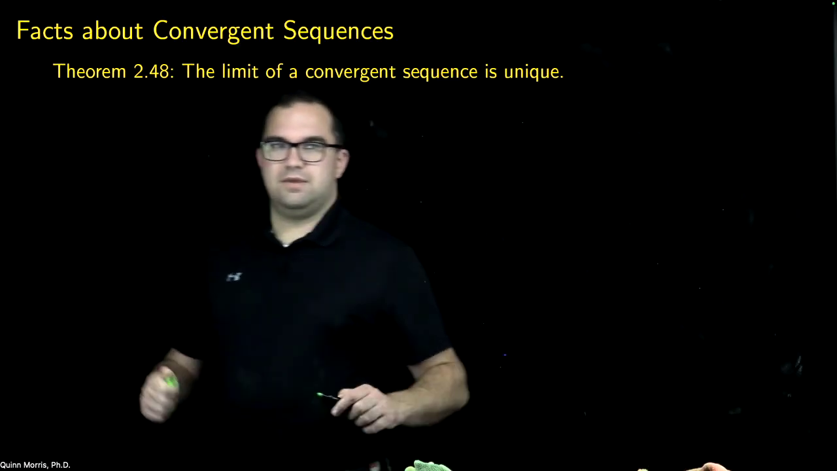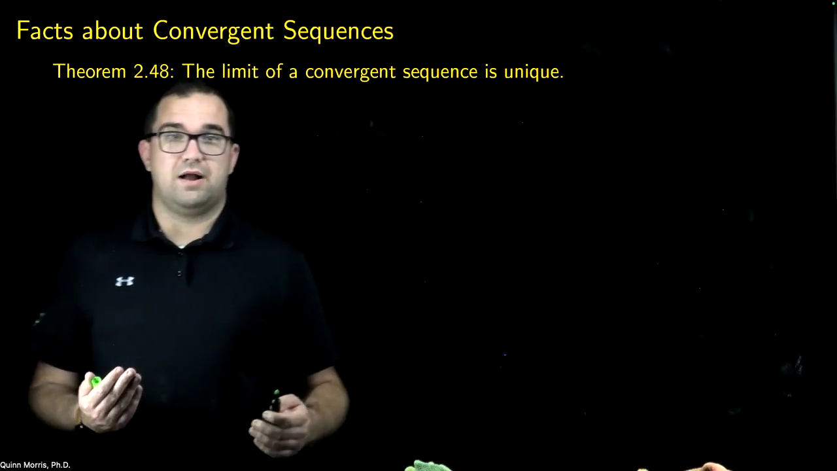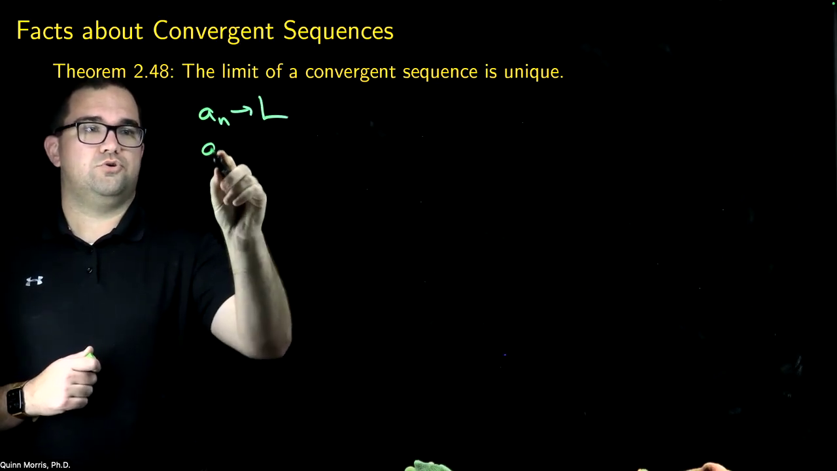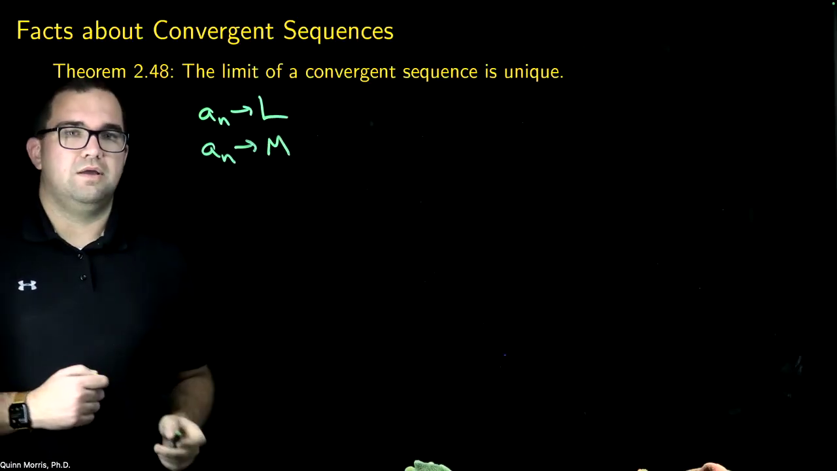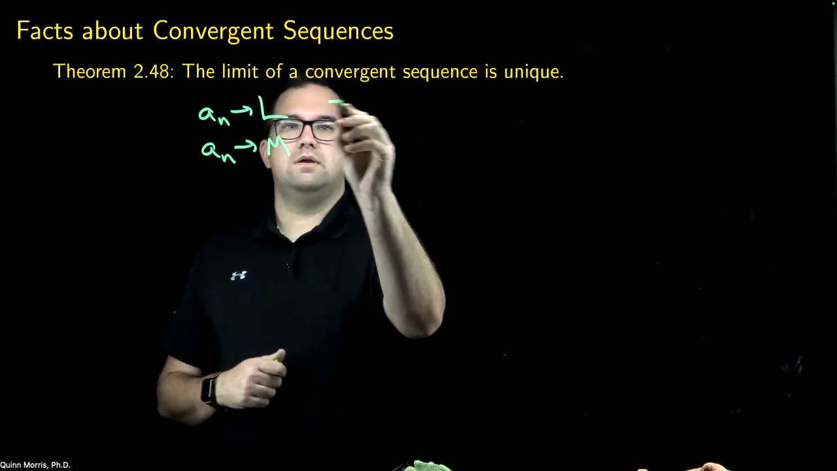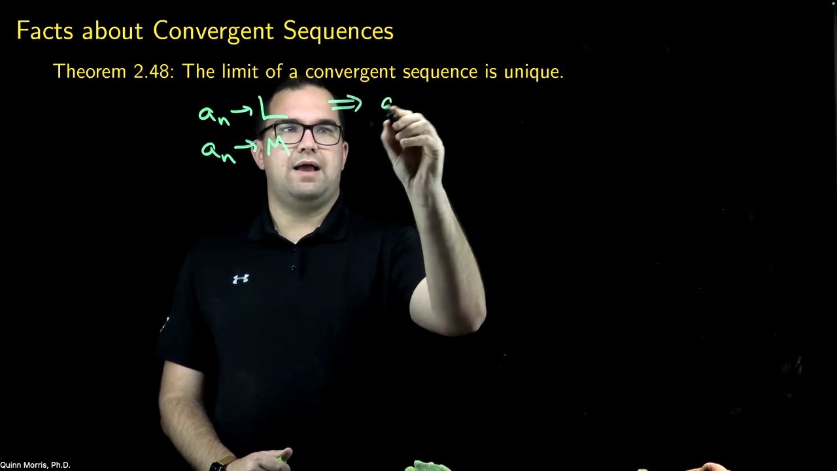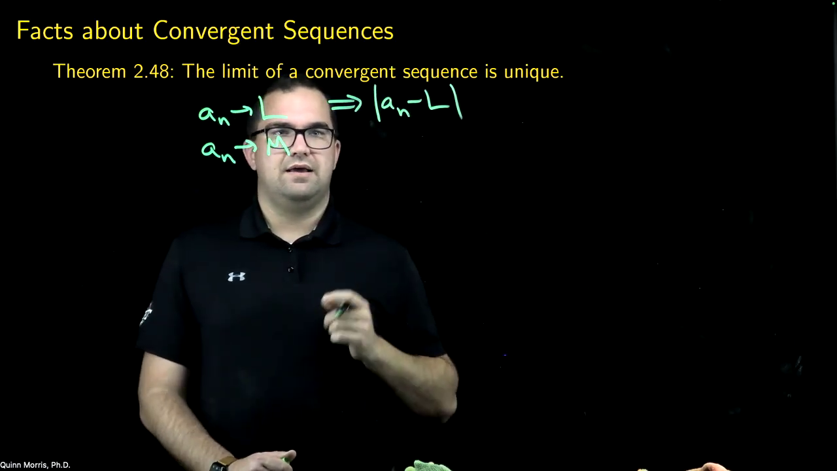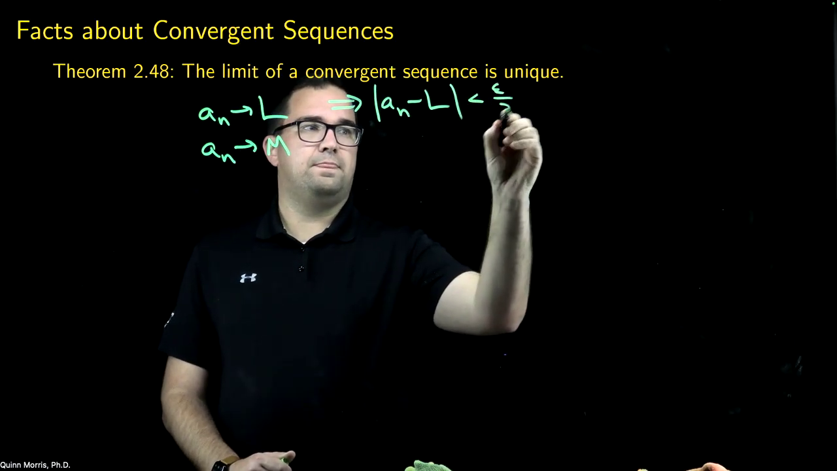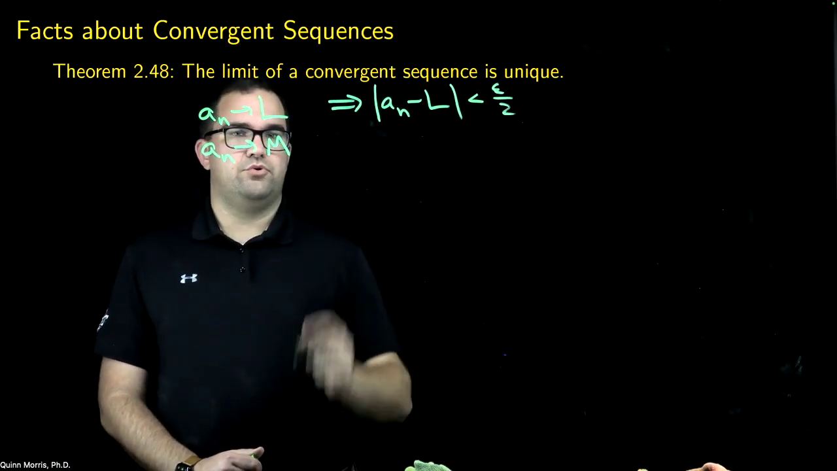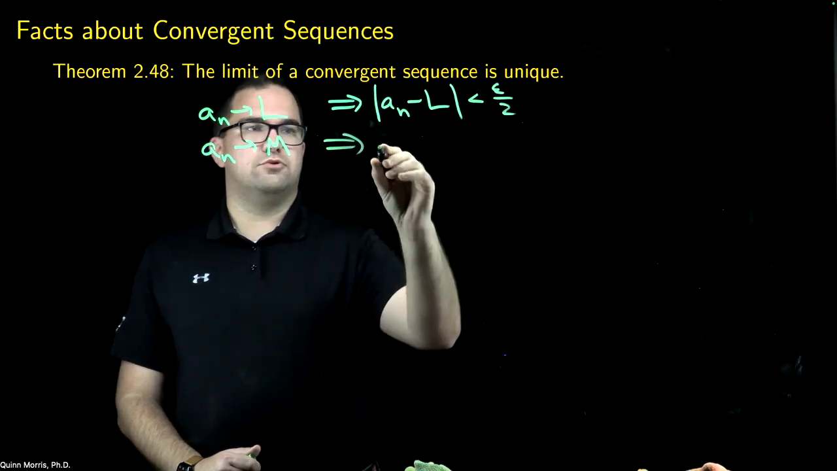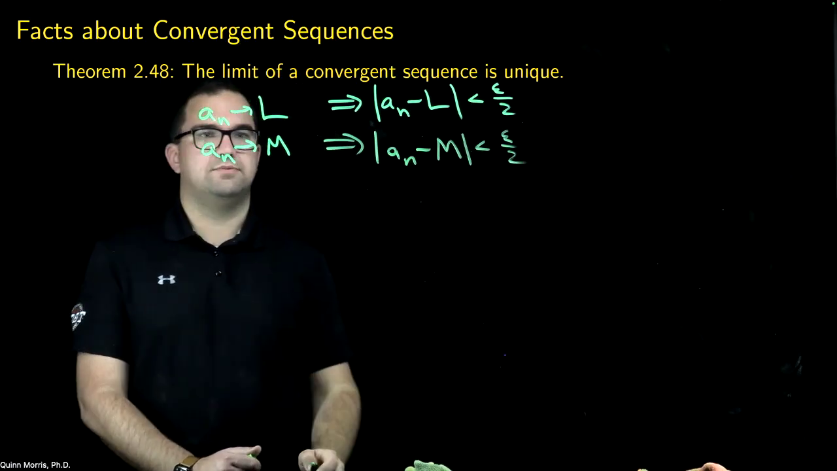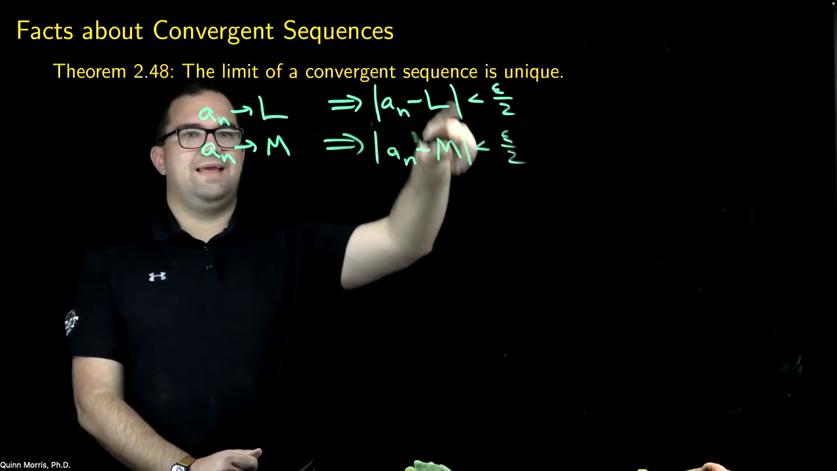Now, the idea is if you wanted to prove this, you prove it by contradiction. So you assume that your sequence converges to two values, say it converges to L and it converges to M. Since it converges to L, by choosing an appropriate capital N, I can get A_n as close as I would like to L. Say I can get that within epsilon over 2 of L. Because A_n converges to M, I can get this as close as I would like to M, say within epsilon over 2 of M. So again, I need appropriate N's here.